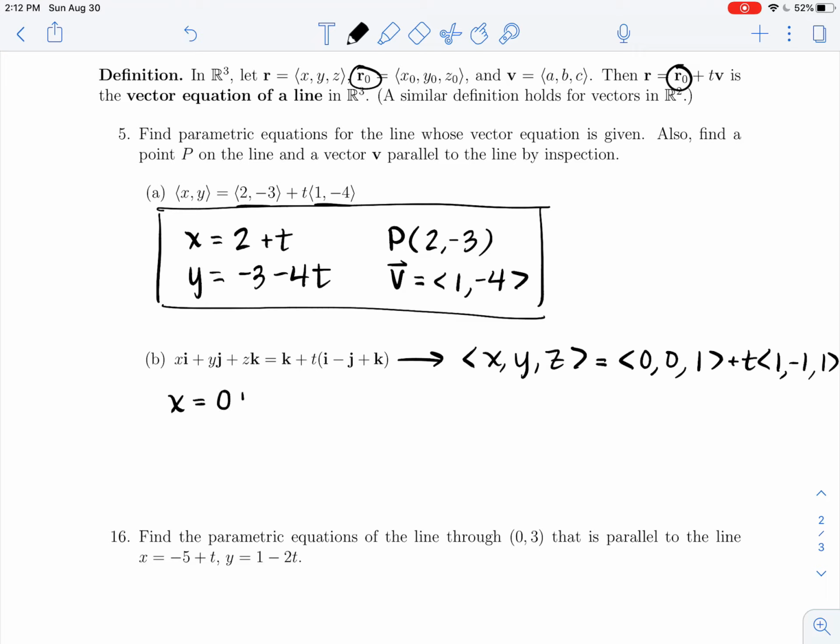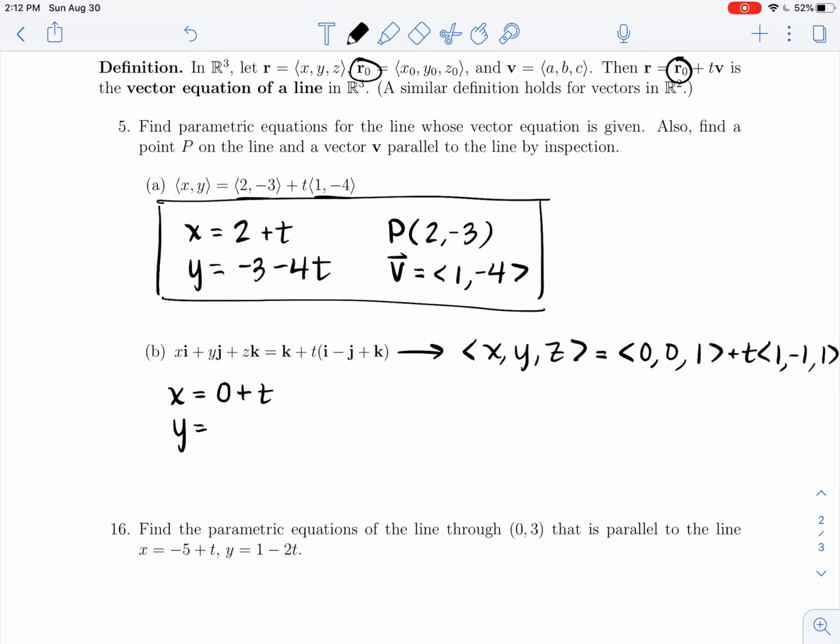x equals, I'll write 0 plus t, but of course you can leave off that 0 there if you want. y equals 0 minus t. z equals 1 plus t. So these are our parametric equations. Our point here was somewhat degenerate. Remember, that's that beginning part, and we only had a k-hat component, so it was (0, 0, 1). And a vector parallel to this line is given by <1, negative 1, 1>. Again, those coefficients are just being pulled off of the item that's attached to the t parameter.